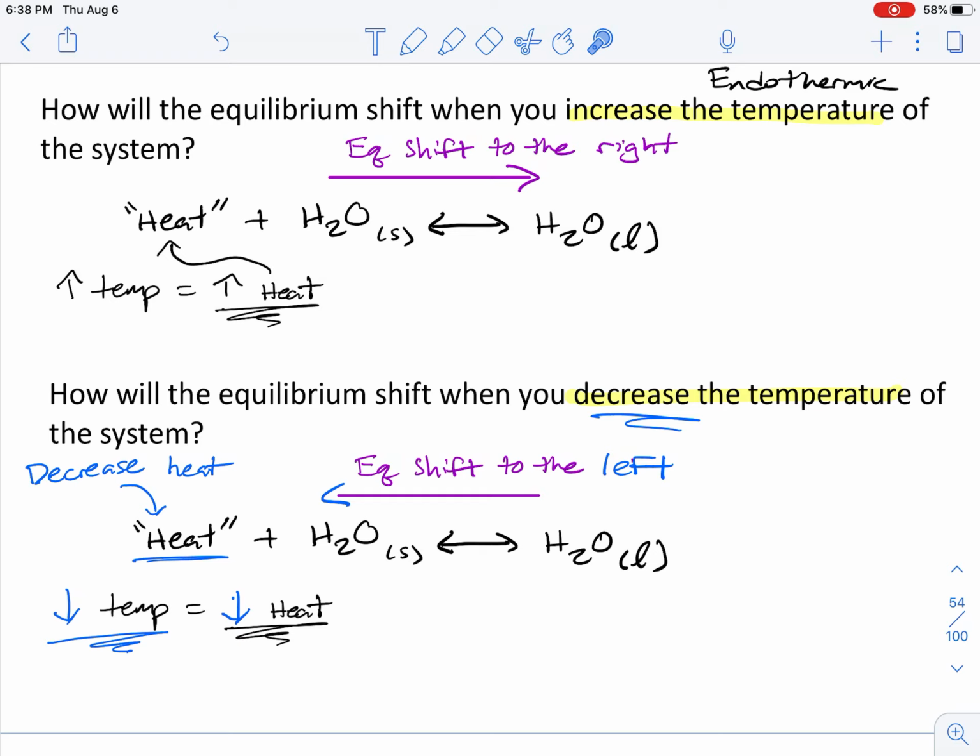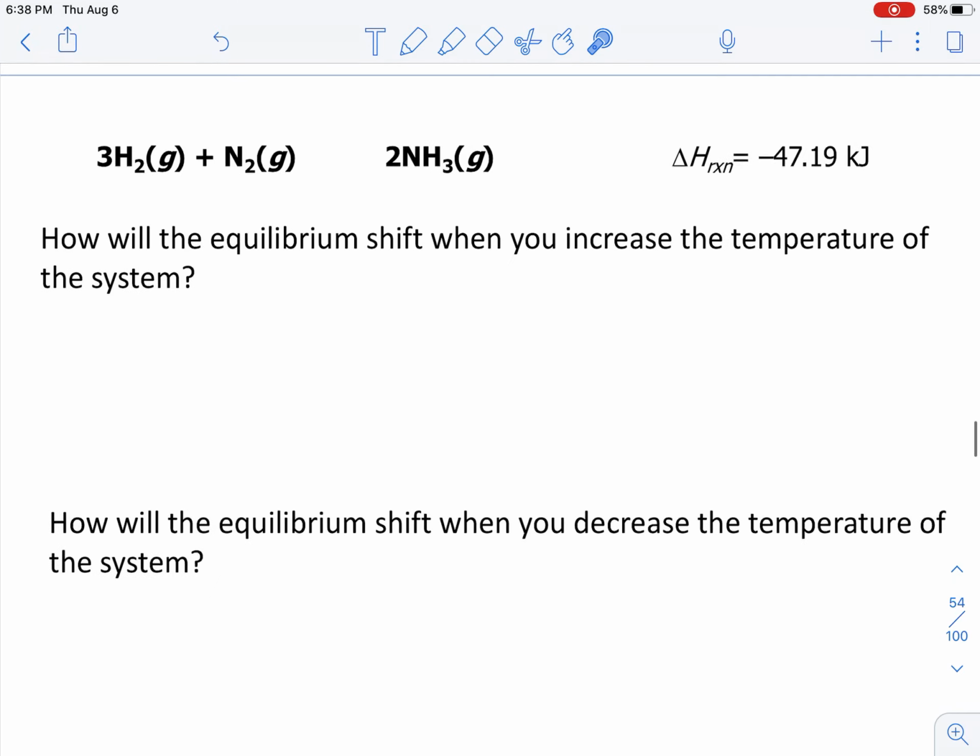Okay. And so when we're decreasing the temperature of the surrounding, heat is going to travel from the system to the surrounding. Therefore, the system is going to lose heat. And so when heat is lost, some of the product is going to be converted to the reactant to replenish the heat that was lost to the surrounding. Therefore, there's an overall shift to the left.